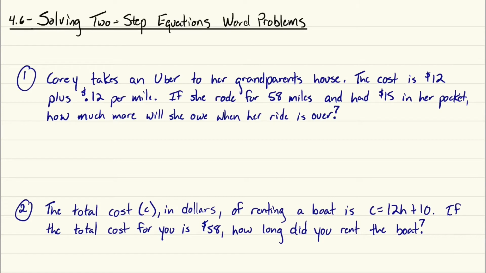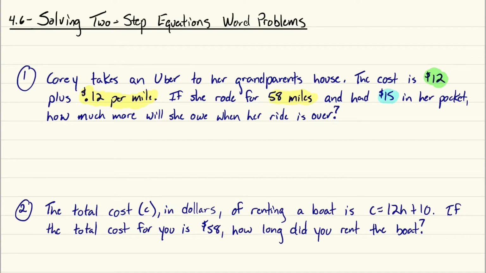Okay, first, we're going to take a look at the problem. It says, Corey takes an Uber to her grandparents' house. The cost is $12 plus 12 cents per mile. All right. If she rode for 58 miles, and I'm going to put that in yellow too, and had $15 in her pocket, I'm going to take that 15 and put that in blue, because that's kind of separate. How much more will she owe when her ride is over?